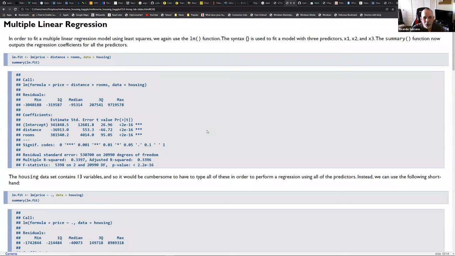So here, we're going to add the number of rooms. We got the distance, right? Now we're going to add the number of rooms of each of the residential units, and we plug it into the model. And then we do the summary.